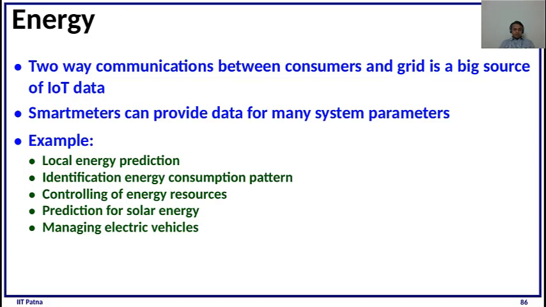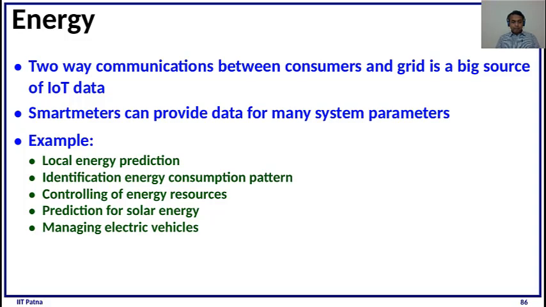Then the energy market is a very huge market, and with the advent of the smart grid, which enables two-way communication between the users and the grid, it generates a huge amount of data. This data can be analyzed and used for maintenance, and for proper planning and execution of the system. This energy network will be equipped with smart meters, which can provide many kinds of parameters that are useful to identify different patterns in the power system network.